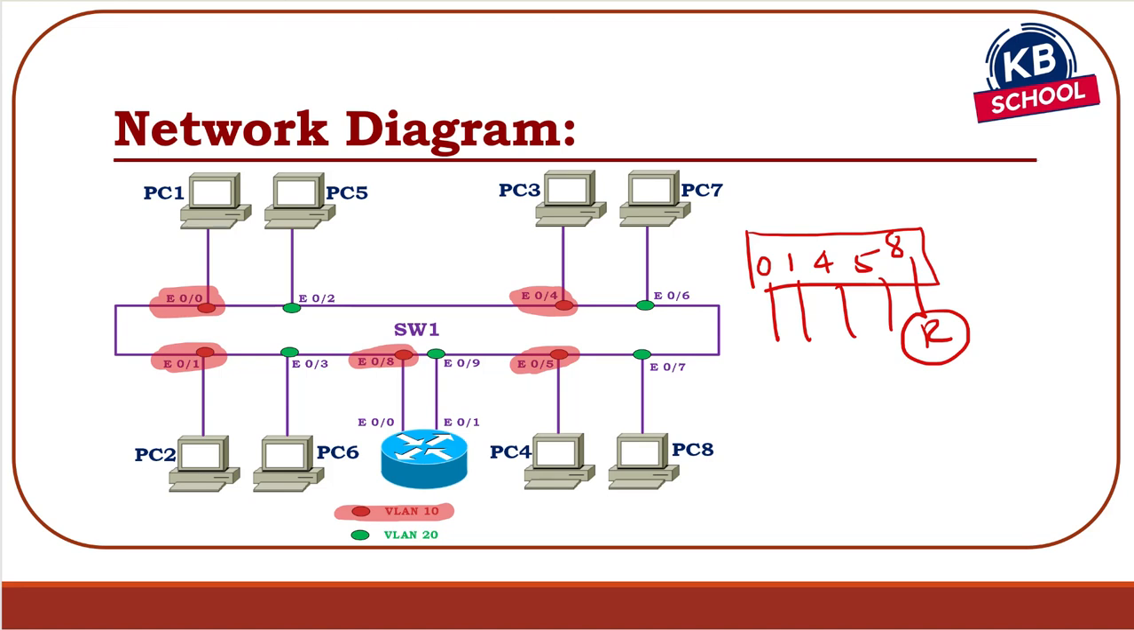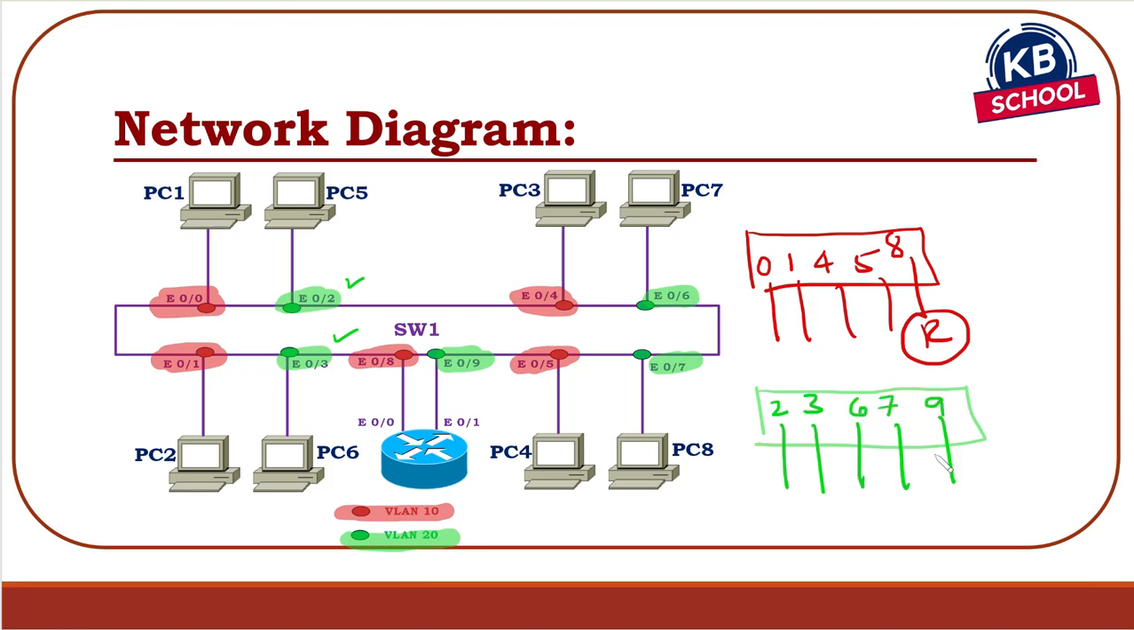Similarly, on the same physical switch, I'm going to go to these ports, which are 2, 3, 6, and 7, and 9, and assign them to this VLAN 20. So logically, what I've done is I have created 2 switches over here. So this particular one will have port 2, port 3, port 6, port 7, port 9.